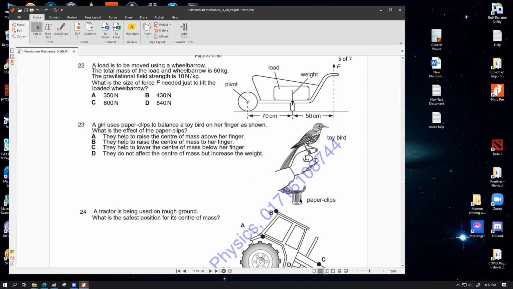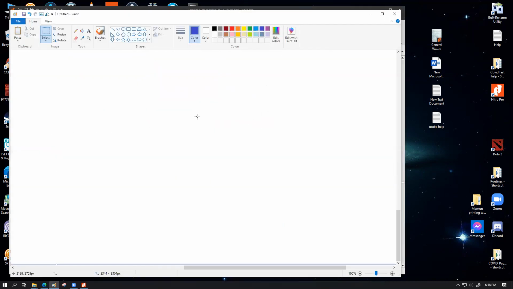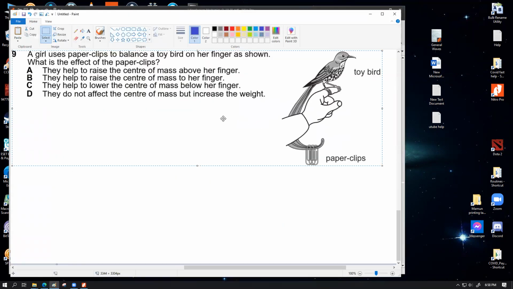And by applying enough paper clips, I can make sure that, actually, let me copy this picture and I'll be able to draw some stuff to make it a bit more clear. If there are few paper clips, or no paper clips, the tail wouldn't be as heavy as the upper part with respect to the finger. For example, if I draw a very thin line along the finger, the total mass of the toy bird is divided into half along this horizontal line.